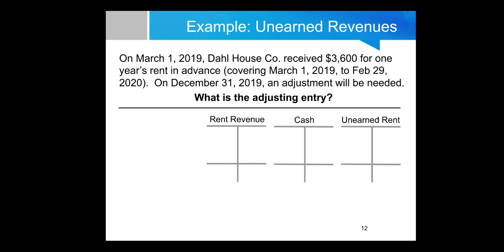Okay, so on December 31st, 2019, an adjustment will be needed. Adjusted entries are needed for this kind of situation. So how do we do the adjusted entries? Remember, when you do adjusted entries, you have to decide how much is the revenue or expenses for the accounting year. In this situation, the accounting year is 2019. So you have to decide from this $3,600 how much is rental revenue for the year 2019.